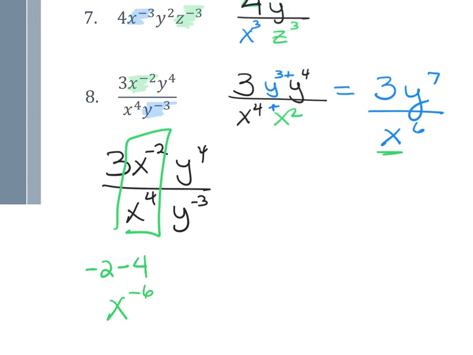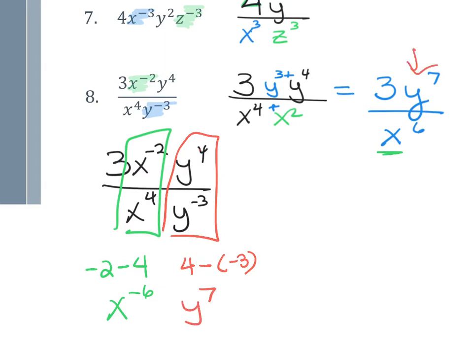Then for the y's, I could have taken 4, and be careful here, minus negative 3. And you get positive 7. And that's why the y ended up in the top. So if you're going to subtract the exponents and you get a positive answer, you write it in the top. If you get a negative exponent, write it in the bottom. You can use either technique. The problem with doing this, you must be very careful when you have a lot of negative numbers, because that can mess you up. Good so far?